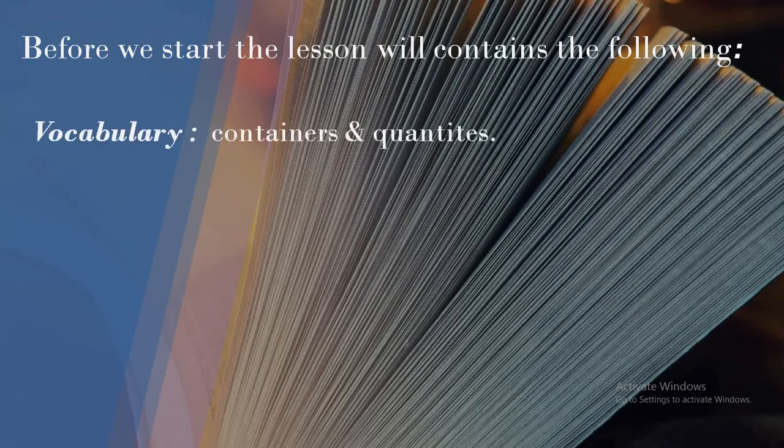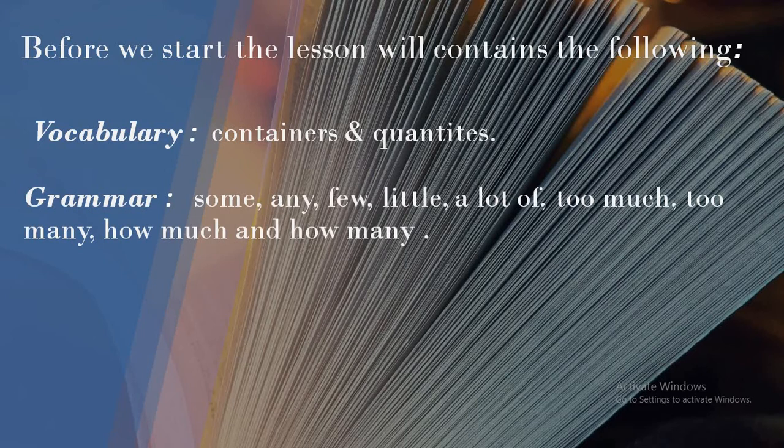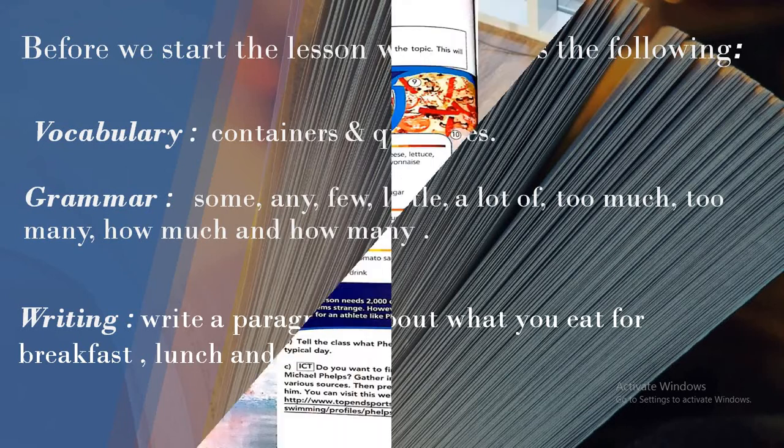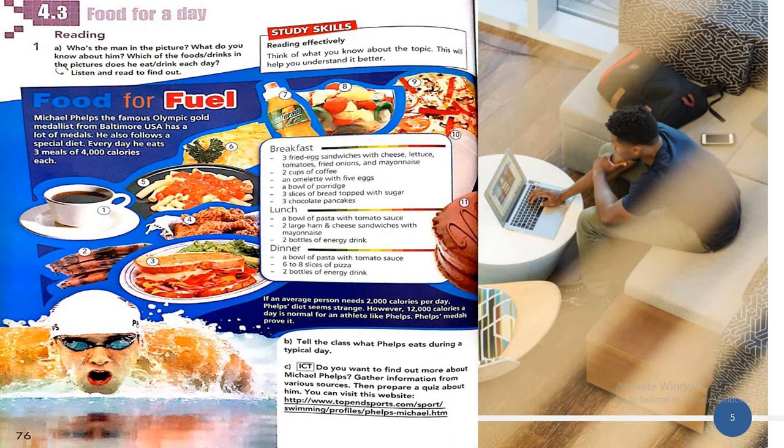Before we start, the lesson contains the following. We have vocabulary: containers and quantities. In grammar: some, any, few, little, a lot of, too much, too many, how much and how many. And in writing, write a paragraph about what you eat for breakfast, lunch and dinner. You were supposed to write this paragraph 2 weeks ago. And now let's go to the page.